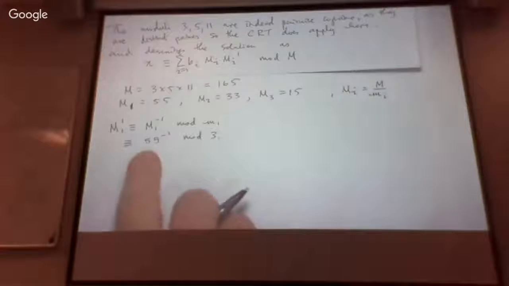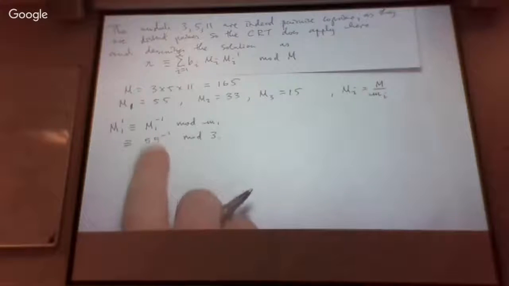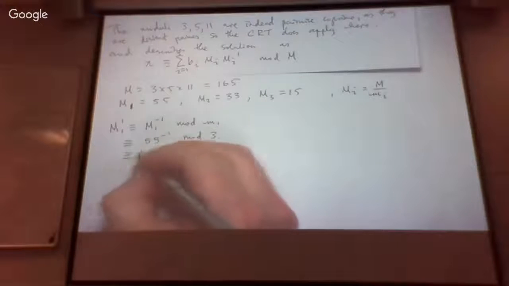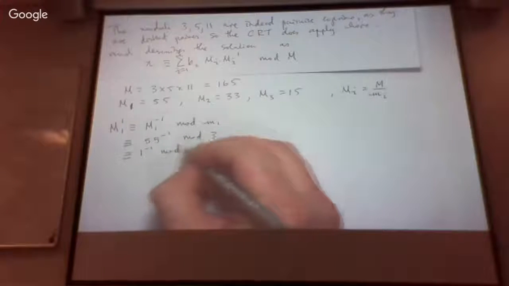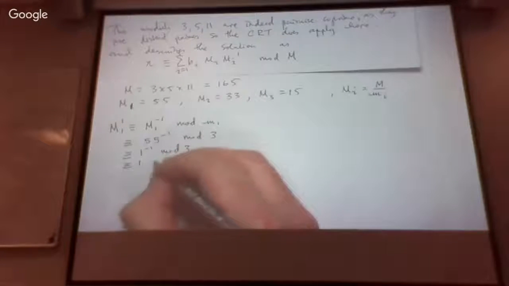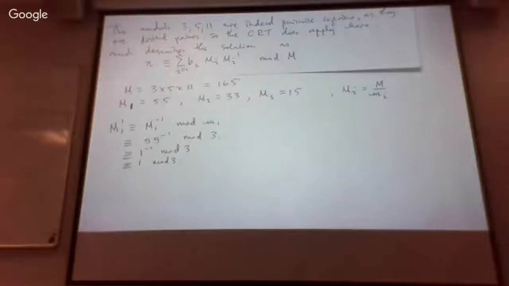Now, there's not too many possibilities. Modulo 3 is either going to be 1 or 2. To work out what 55 is modulo 3, divide by 3: it goes in 18 times, remainder 1. So we're talking about the inverse of 1 modulo 3, which is of course just 1. So capital M1 prime is 1.